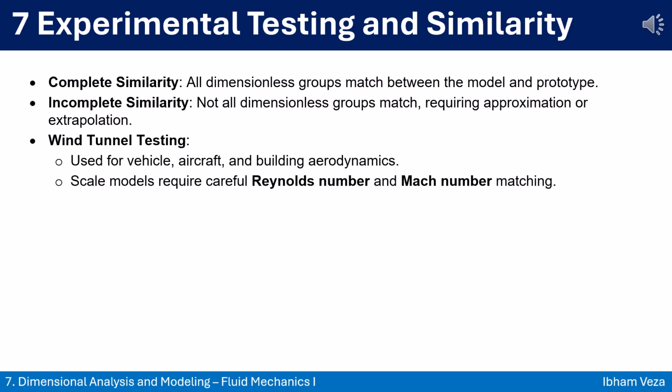A great example is wind tunnel testing, widely used for cars, planes, and buildings. To get accurate results, you must match key dimensionless numbers, especially Reynolds number for flow behavior and Mach number for compressibility effects. Without proper similarity, your tests could lead you in the wrong direction, so always check your scaling.